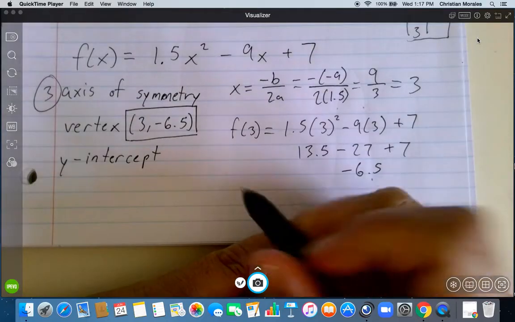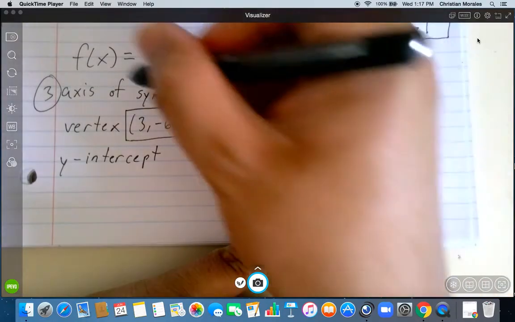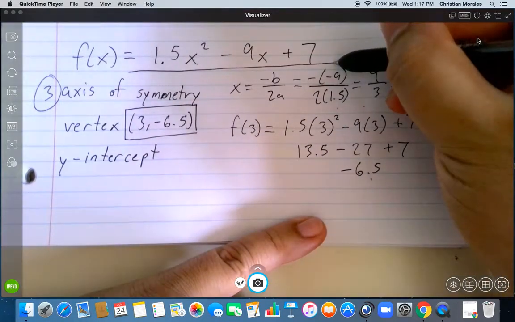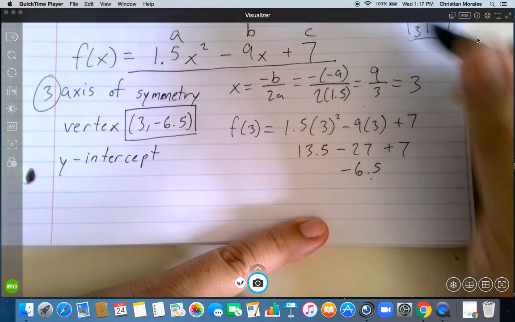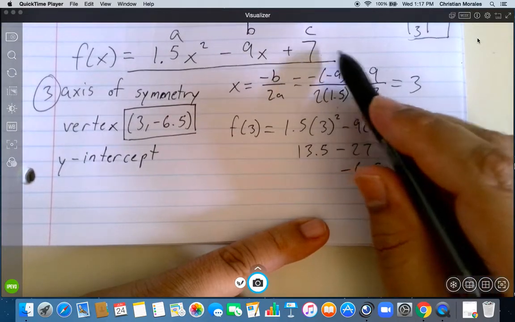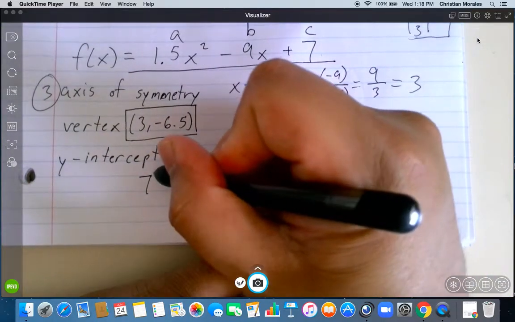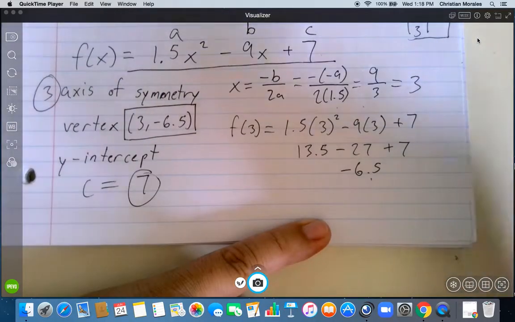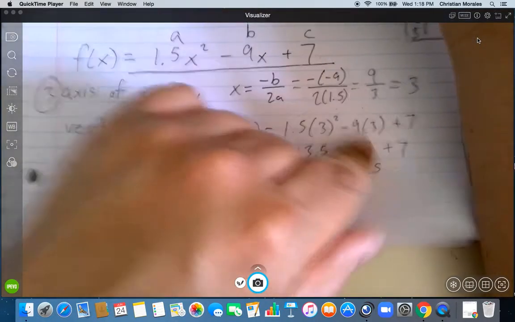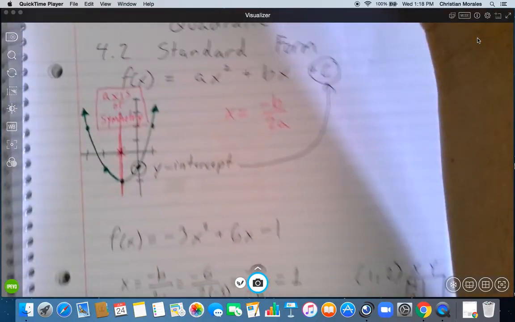The last thing, the y-intercept. This is the easy one. If this is the function, a, b, and c, your y-intercept is at 7. It's the c. The y-intercept is c. Okay? All right. Now, that's how you find the information.